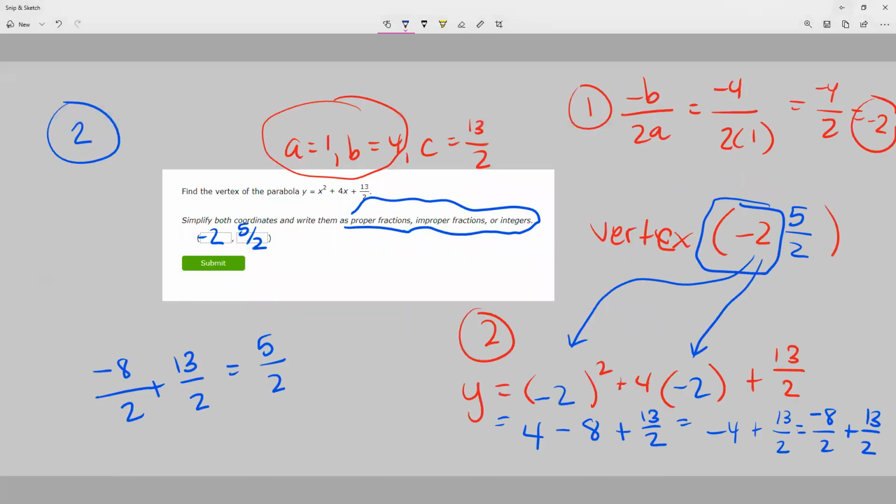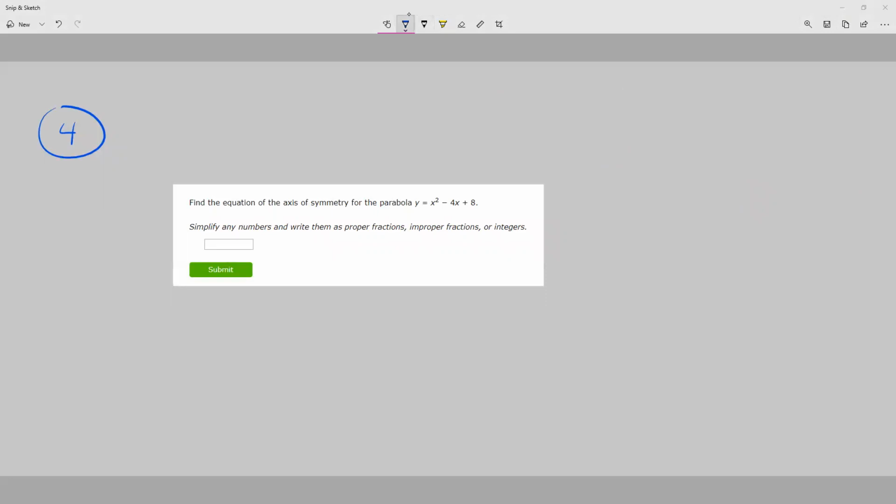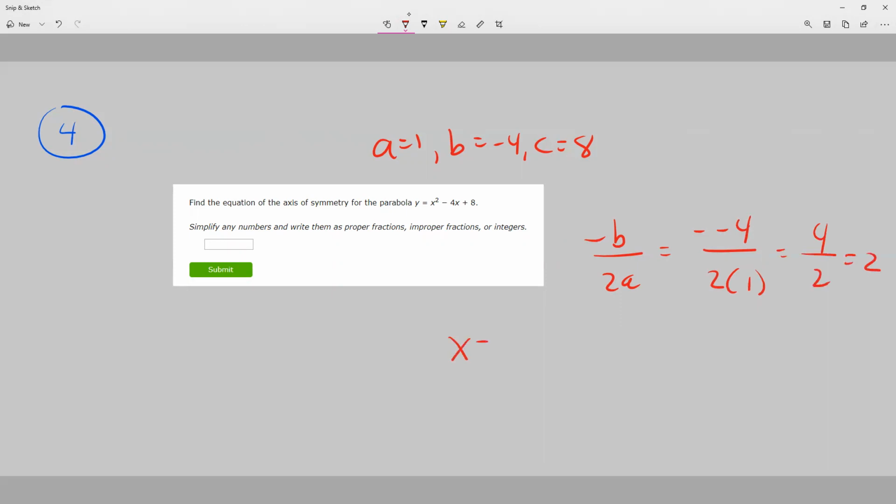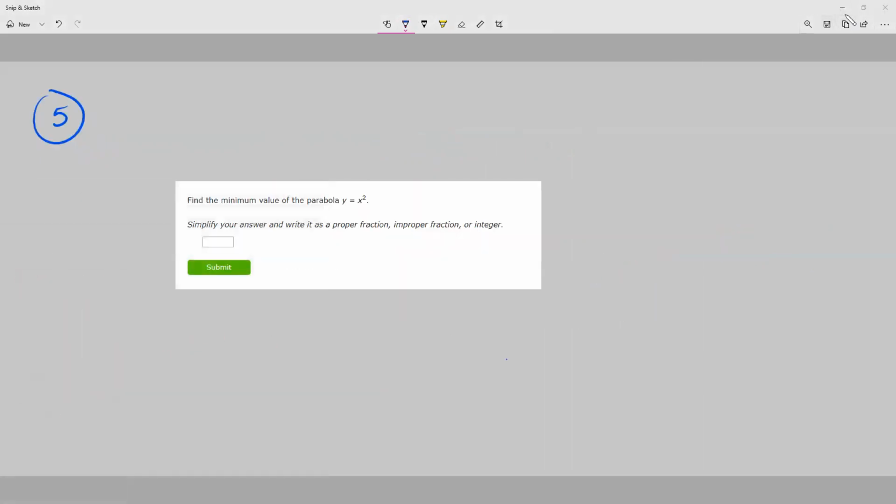Oh, that's the other one I showed you again. All right, axis of symmetry for this one. So a equals 1, b equals negative 4, c equals 8. And so negative b over 2a is negative 4 over 2 times 1. So this time it's a positive 4 over 2. So I end up with x equals 2 as my equation. So remember, it's always x equals because you're talking about the axis of symmetry, which is the line that symmetrically splits the parabola in half.